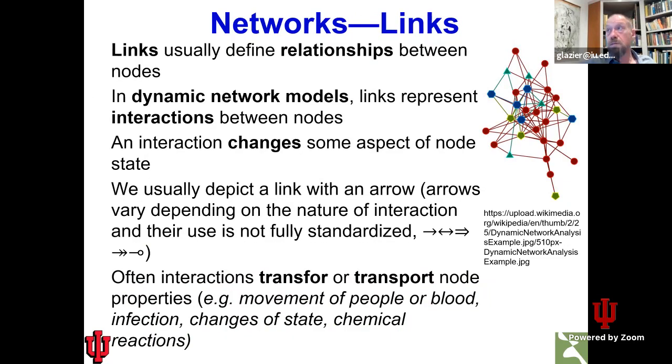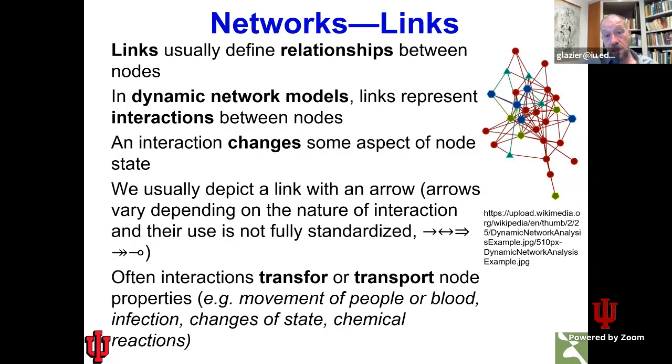looking at. Links define relationships between nodes. And in the case of the dynamic network models that we're going to deal with, they define how things affect each other. They define interactions. And an interaction changes some aspect of node state. If a link represents the flight path of airplanes between Chicago and Kansas City, then that link has the property of taking airplanes from Chicago and moving them to Kansas City. So it changes the number of airplanes in Chicago and the number of airplanes in Kansas City in time.